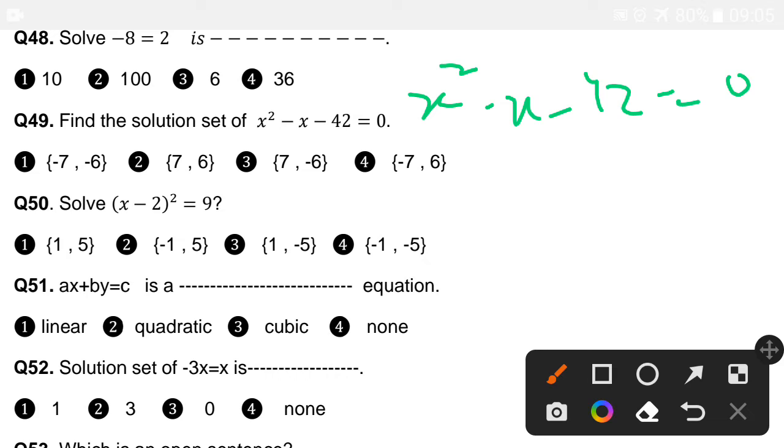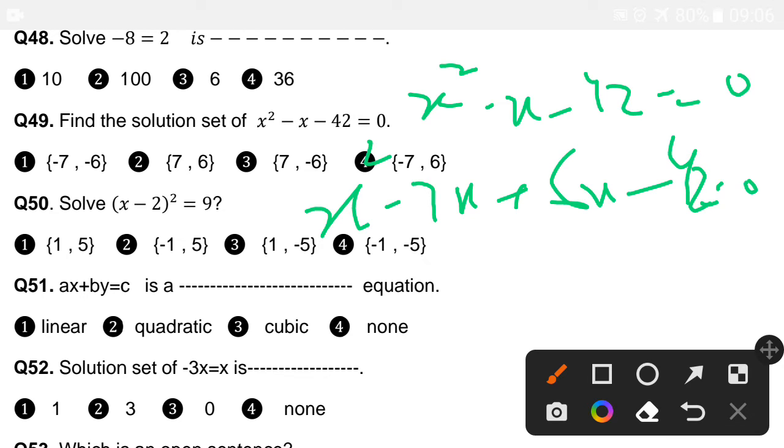So the factors of 42 are many. There is one factor, 7 and 6. So 7 times 6 is 42, and we have minus 7x plus 6x, which gives us minus x. So we can write this as x square minus 7x plus 6x minus 42 equal to 0. This is known as the sum to product rule of factorization.